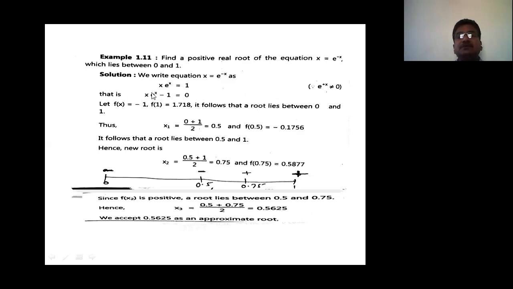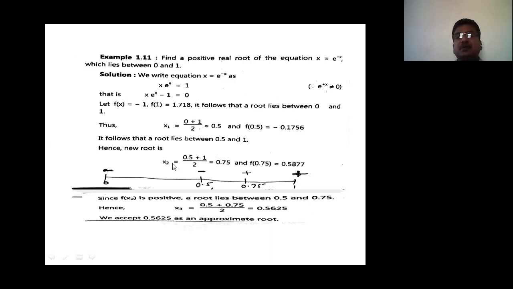By using this f(x), x into e raised to x minus 1, f of 0.5 is negative. So at 0 the value is negative, at 0.5 the value is negative, and at 1 the value is positive. Therefore the root lies between 0.5 and 1. This is now a, and this is b: 0.5 is a and 1 is b.